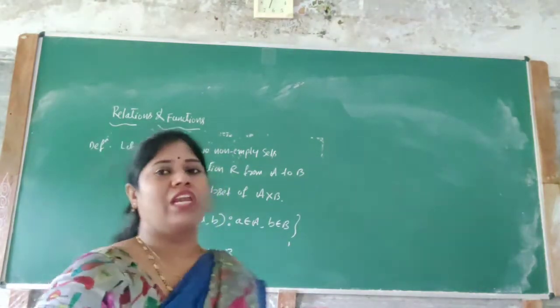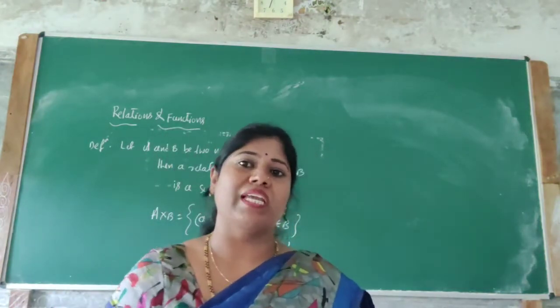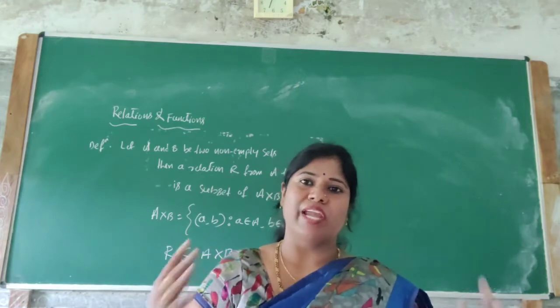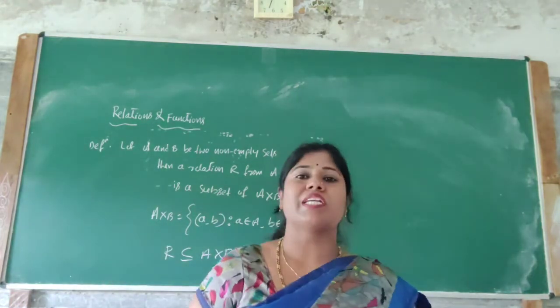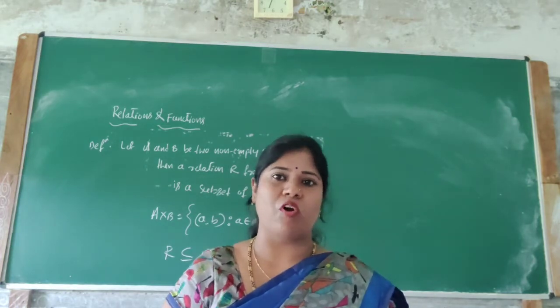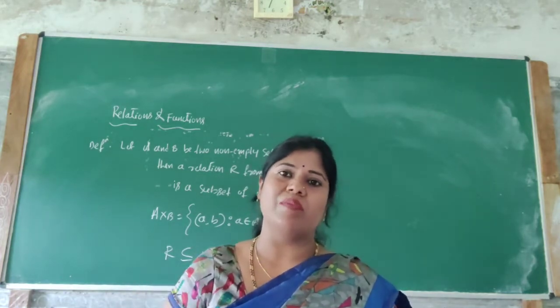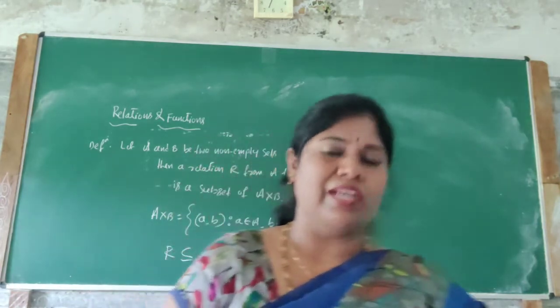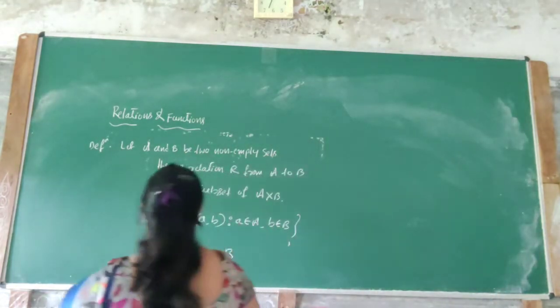So the definition of a relation is: A and B should be non-empty sets, and a relation R from A to B is a subset of A cross B. A cross B is nothing but the Cartesian product of A and B, the ordered pairs (a, b) such that a belongs to A, b belongs to B. Let us illustrate with an example.